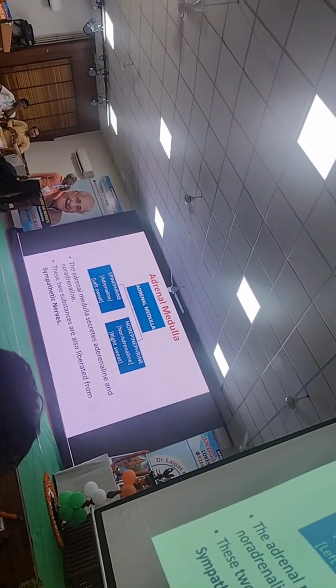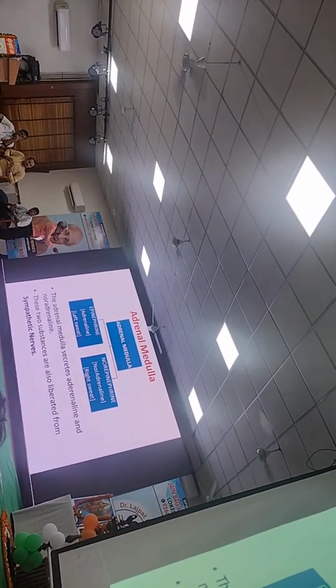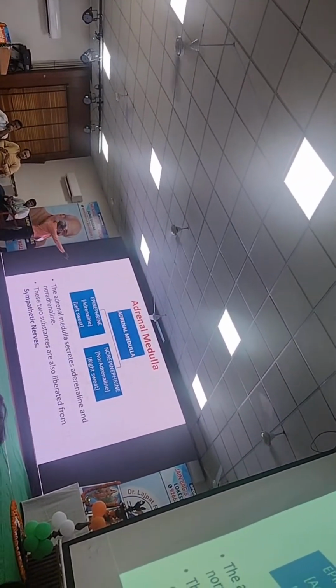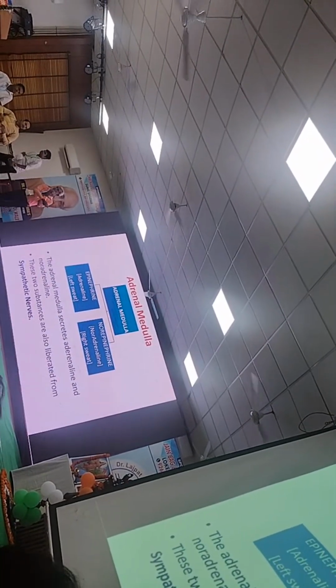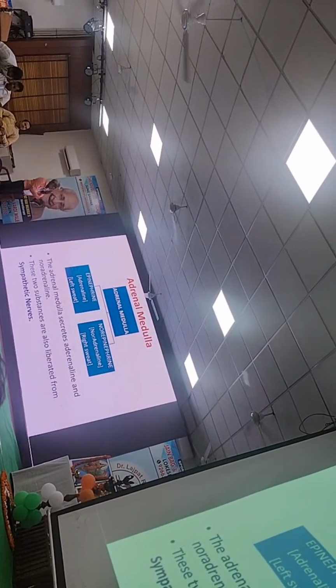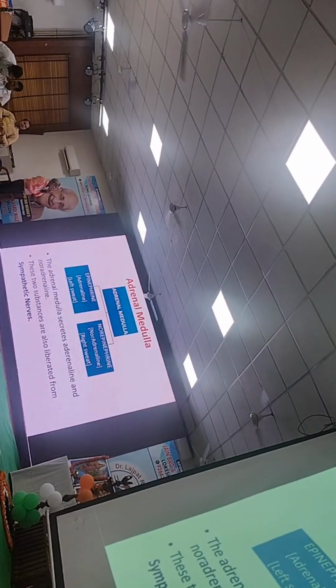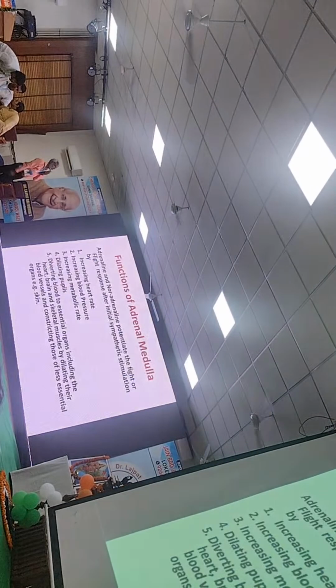Next, adrenal medulla. The adrenal medulla releases epinephrine, norepinephrine, adrenaline, noradrenaline. We use left sweat and right sweat, you know pretty well about these things. The adrenal medulla secretes adrenaline and noradrenaline. These two substances are also liberated from sympathetic nerves.